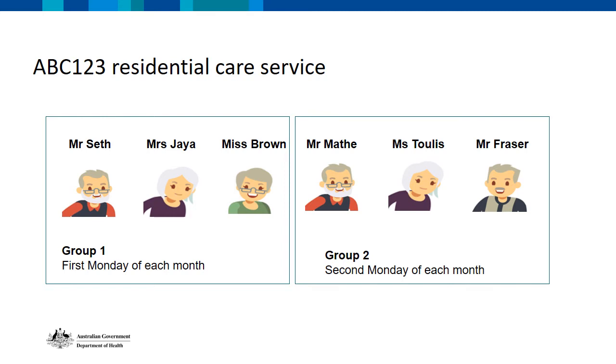You work at the ABC 123 Residential Aged Care Service, where you look after 6 care recipients. You have chosen to split your care recipients' weight assessments into 2 groups. The first group of 3 care recipients will be weighed on the first Monday of each month, just before breakfast. The second group of 3 care recipients will be weighed on the second Monday of each month, just before breakfast. For this example, we will utilise the data collection sheets. You can find templates for these on pages 71 and 72 of the QI Program Manual.